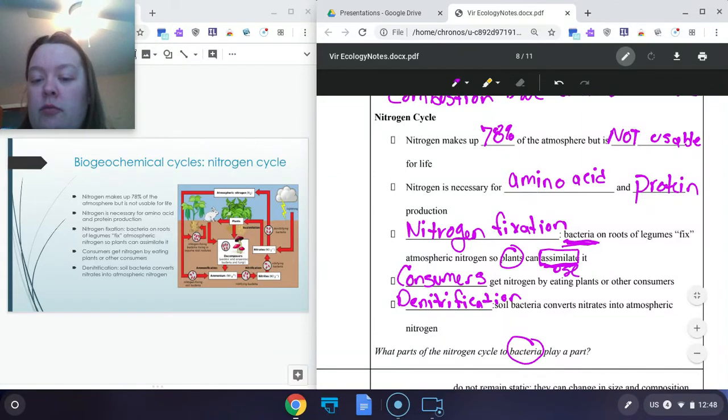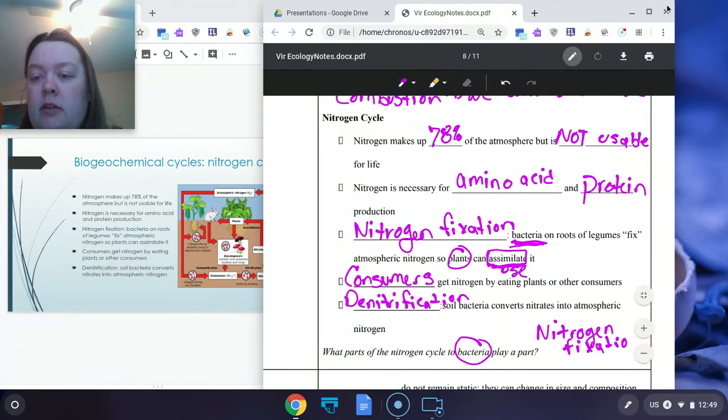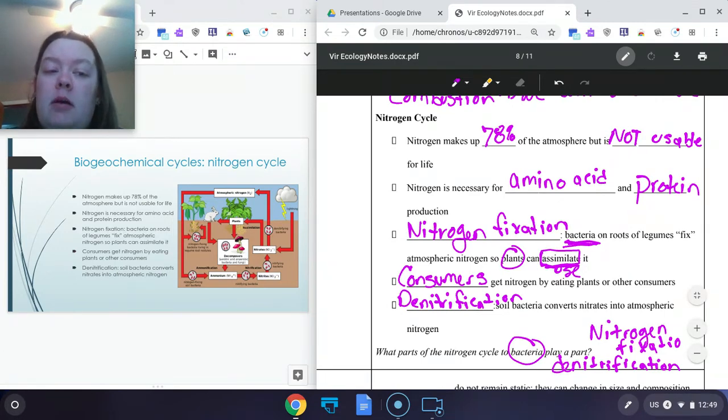And our question for this is, what parts of the nitrogen cycle do bacteria play a part in? So bacteria, again, were very important for nitrogen fixation to make nitrogen usable by plants. But we just said that bacteria also help out with denitrification. So if you're ever doing an activity about cycles and it's asking something about bacteria doing a job, that's automatically going to be the nitrogen cycle, because that's where bacteria play the most part, is by working with nitrogen.